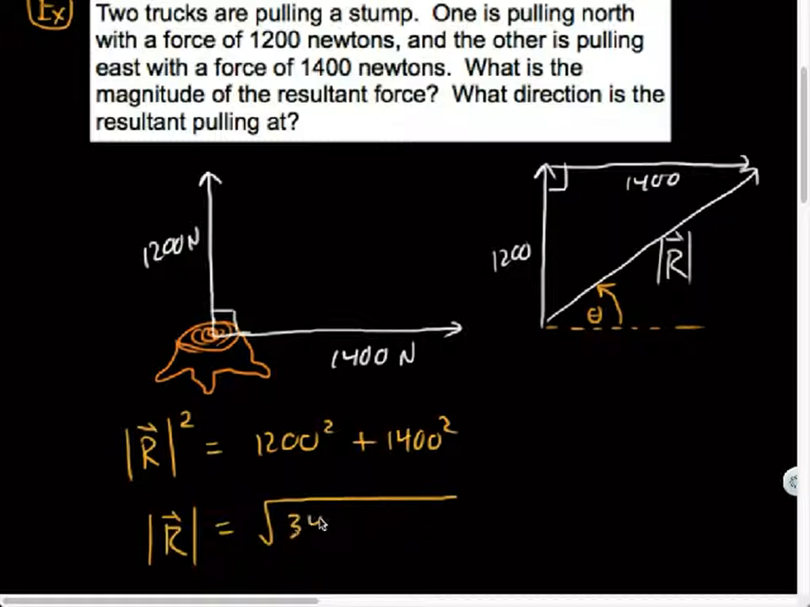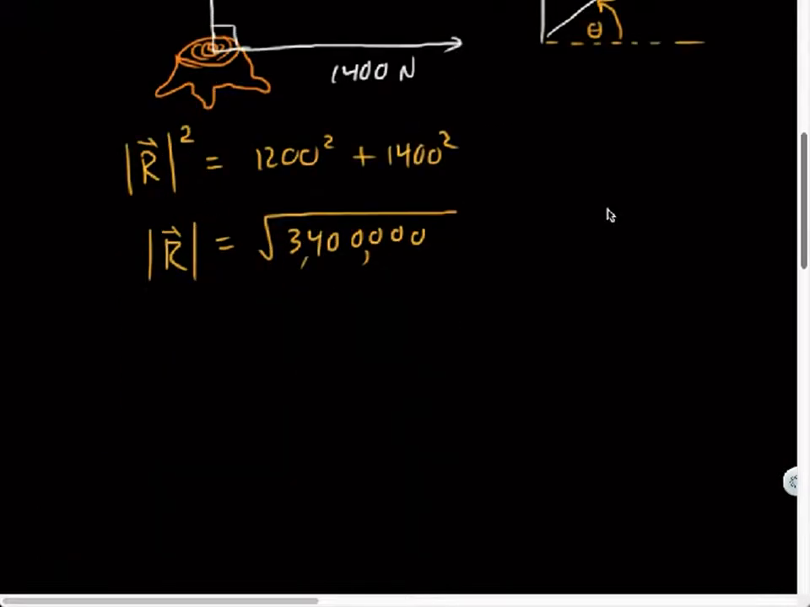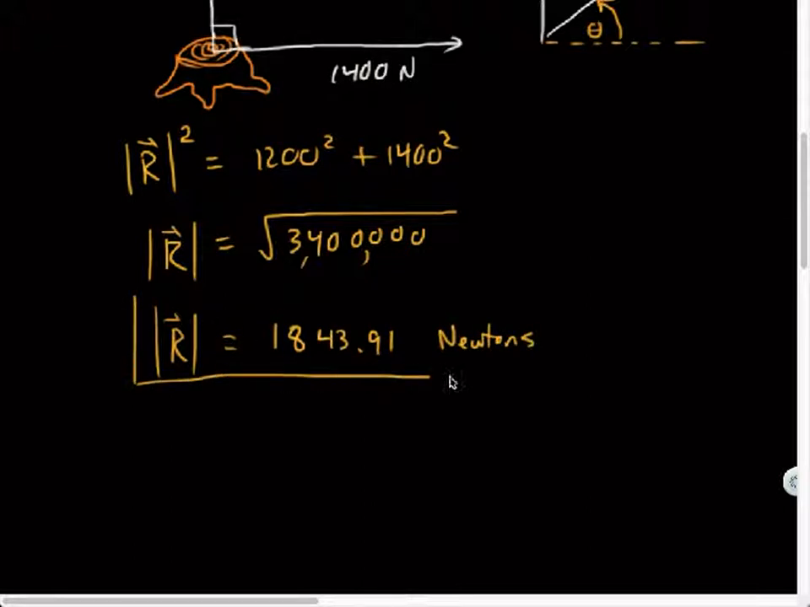Turns out that all adds to be 3,400,000. So what's that, 3.4 million? And if I square root that, it's going to tell me my newtons. I'm going to get around 1,843.91 newtons for my resultant force.